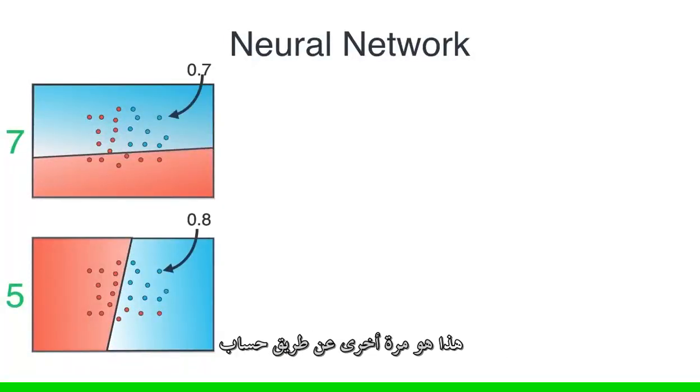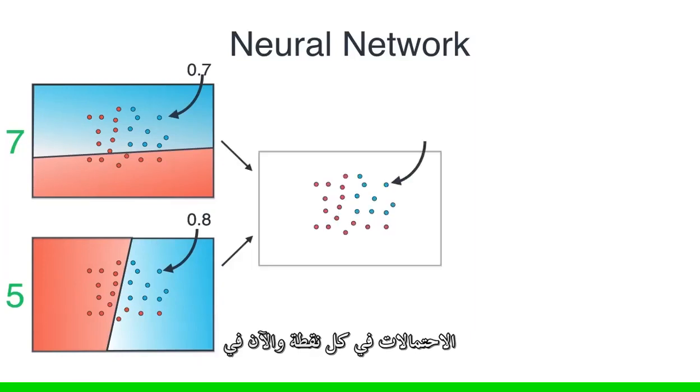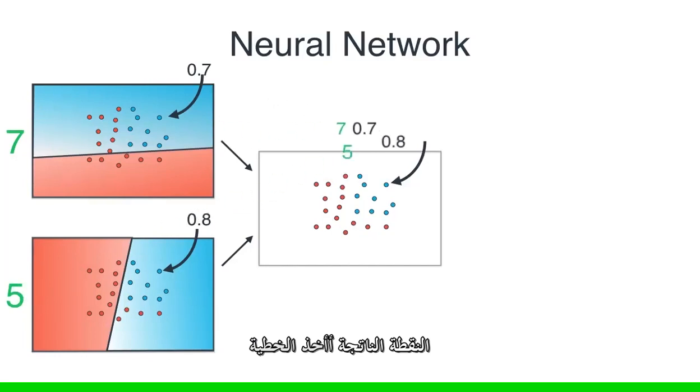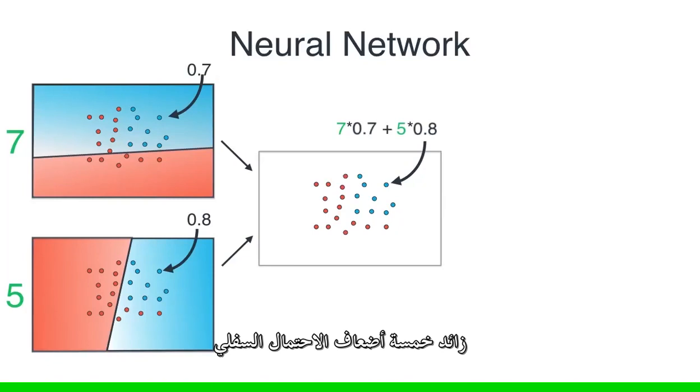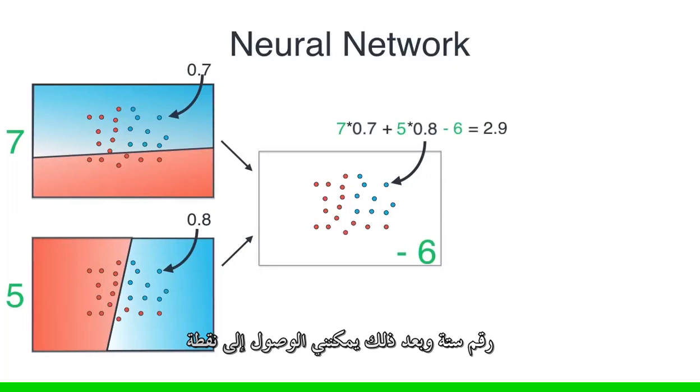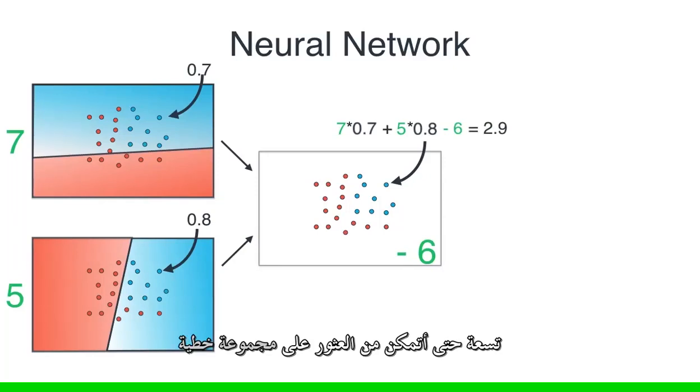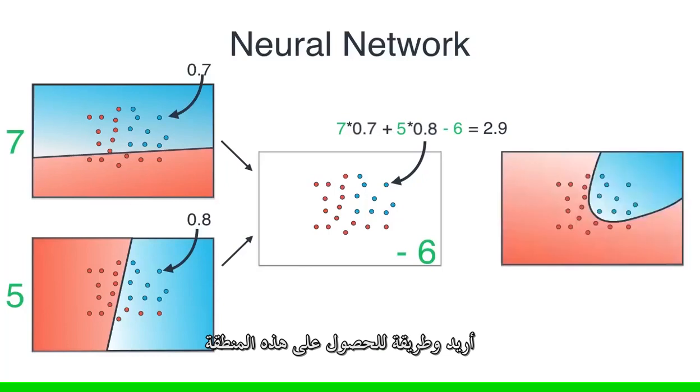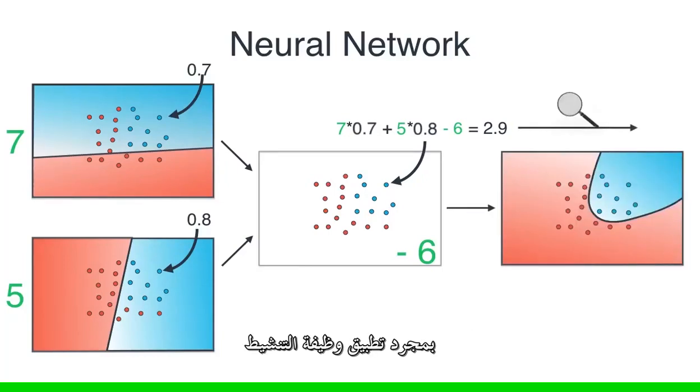And the way I do this is, again, by calculating the probabilities at each point, and now in the resulting point I take the linear combination, 7 times the top probability plus 5 times the bottom probability, and now let's just say I put a random number here, because linear combinations can also have constants. So I subtract my number, 6, and then I get 2.9. So I can find a linear combination of the two areas, including a constant if I want. And the way to get this area is by just applying the activation function.